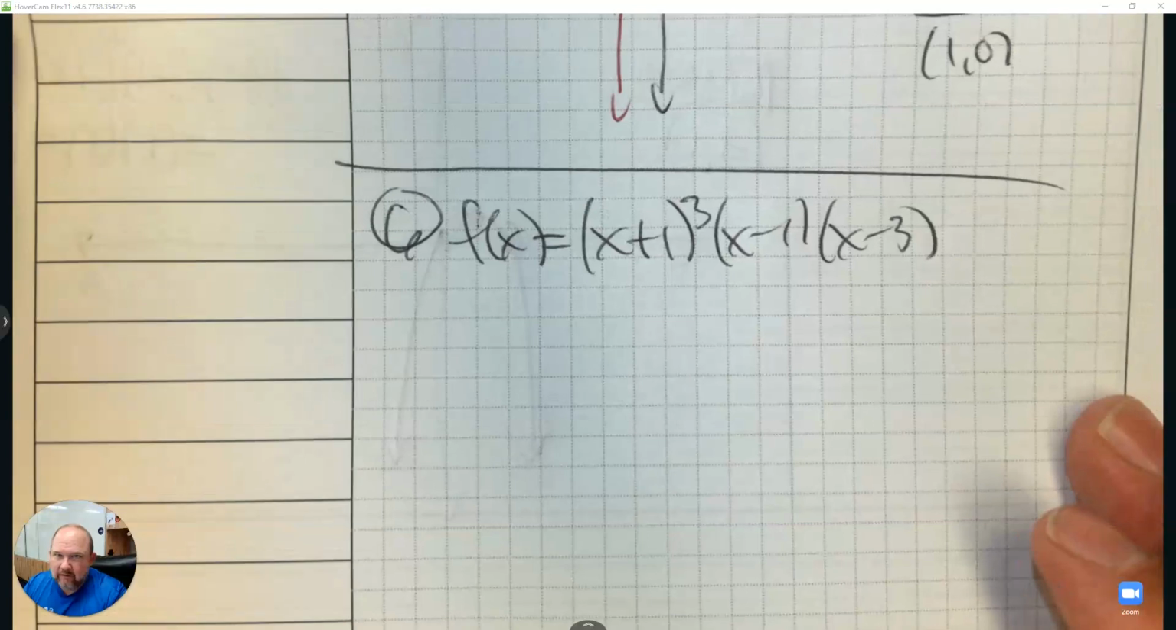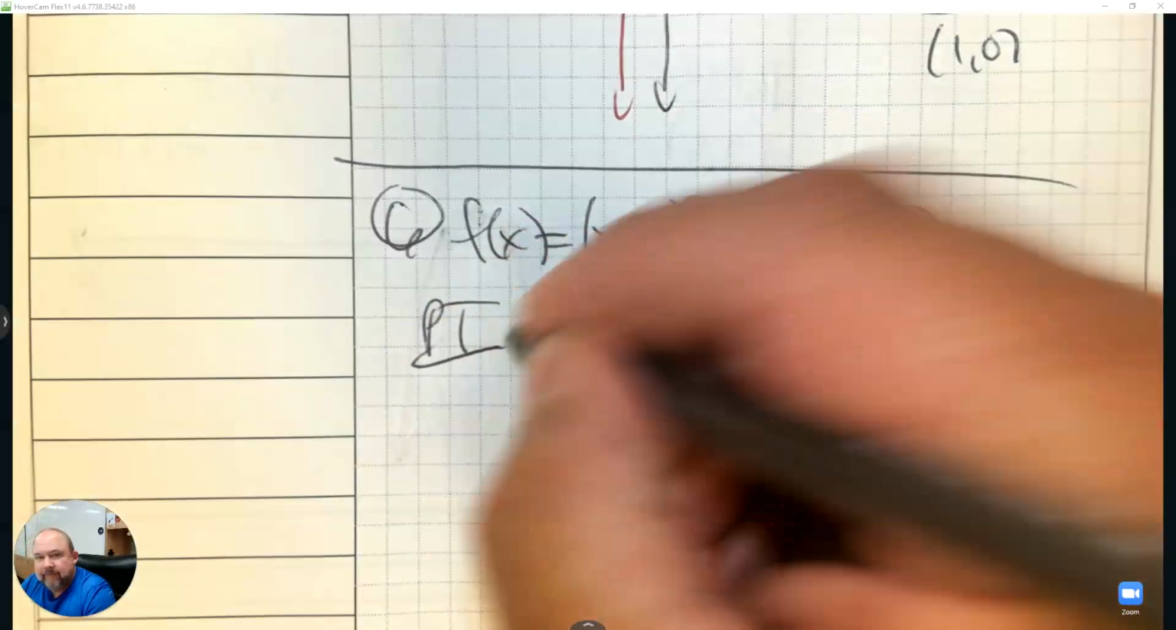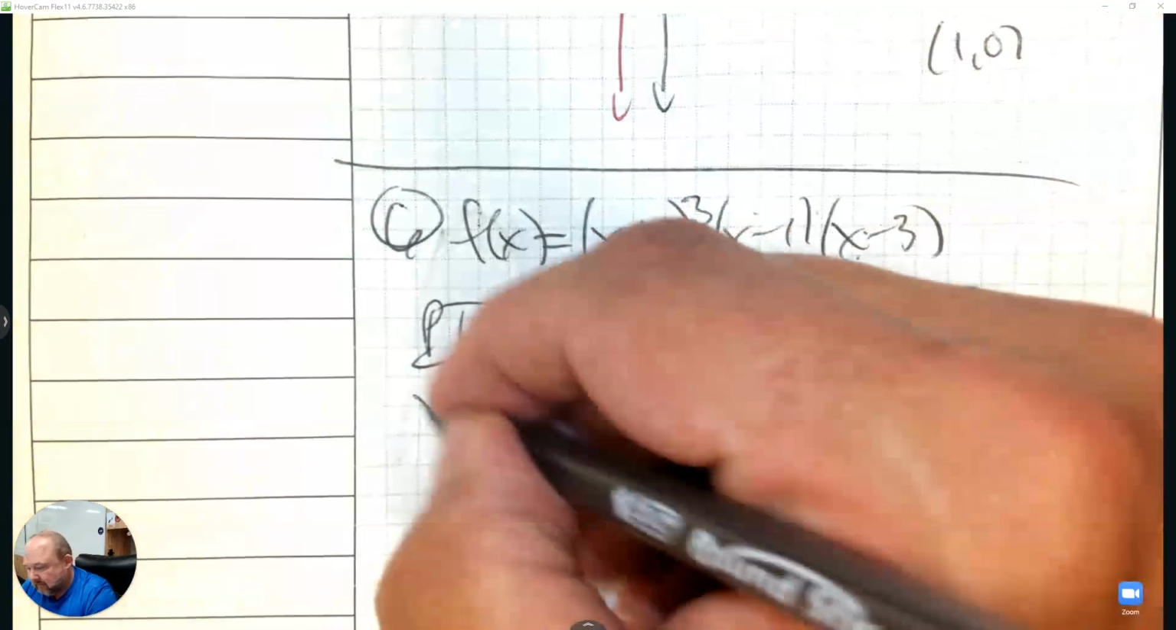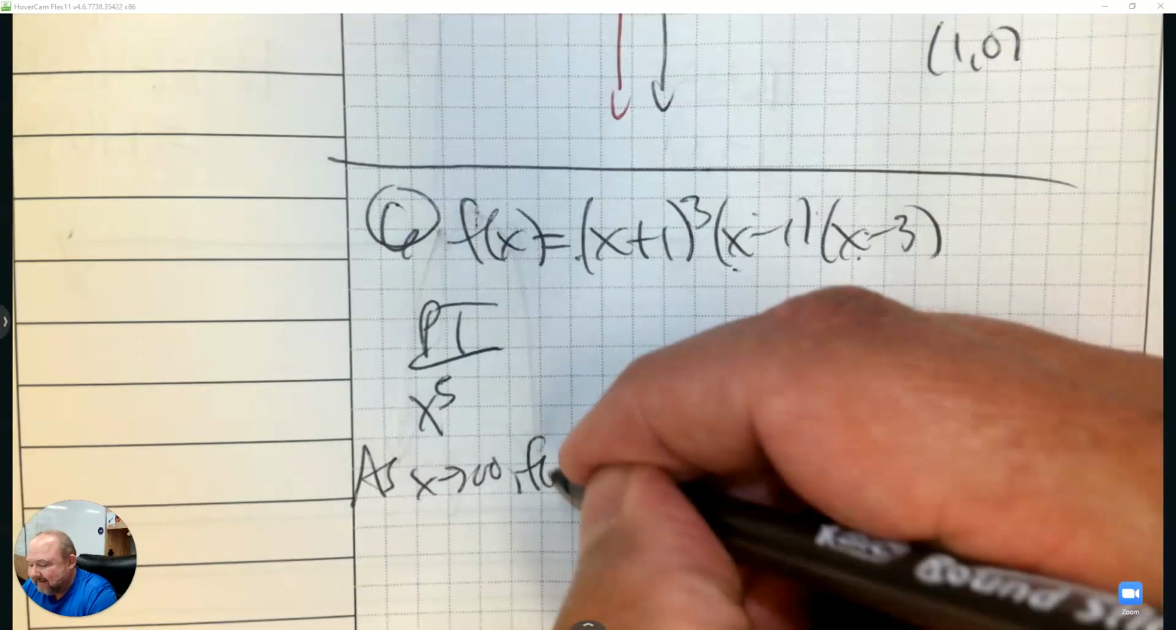As always, you should always try it first. But I'm here for support. The power term. X cubed times x times x. Add the exponents across, and it's x to the 5th, which means the right end goes up and the left end goes down.